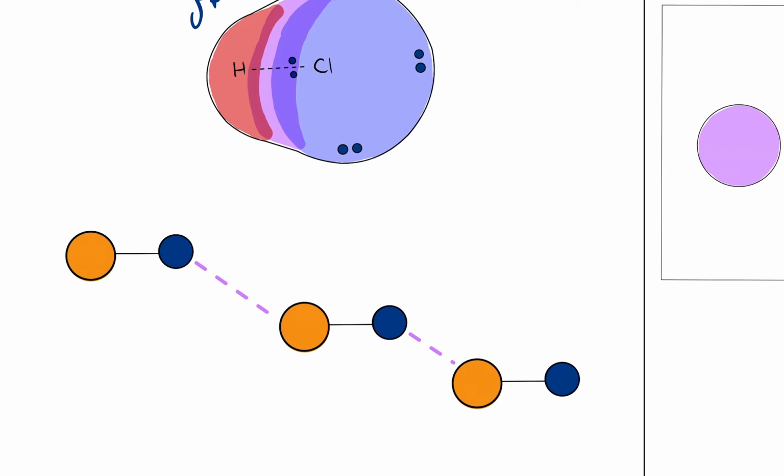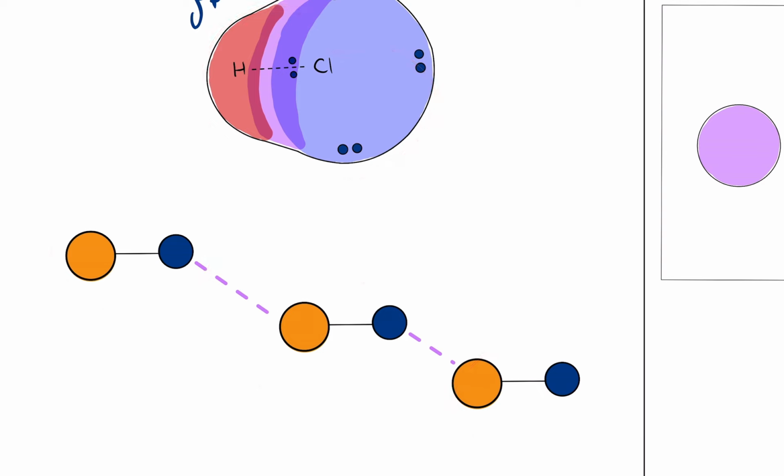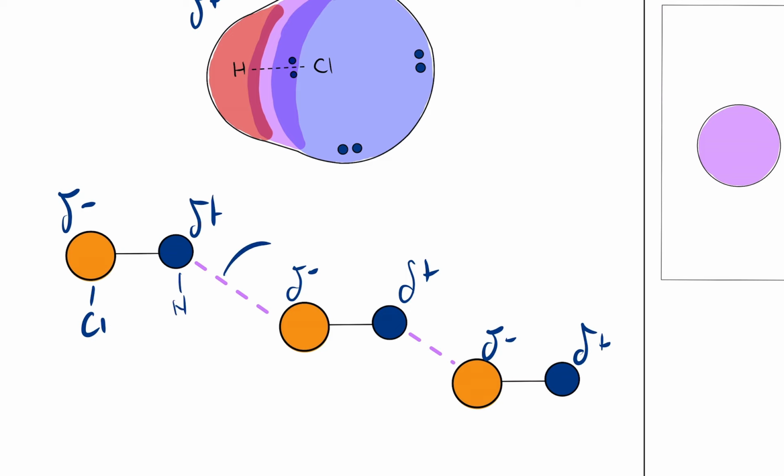So each one of these is an HCl molecule. Because of this delta positive and delta negative, probably the other way around really, chlorine is obviously going to be much bigger, so delta negative, delta positive, we get this attraction. So we call this Cl and this H. This is our dipole-dipole attraction.